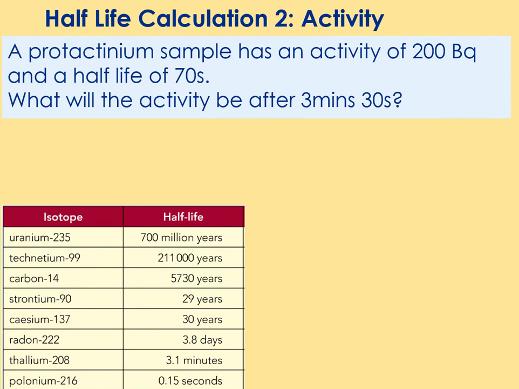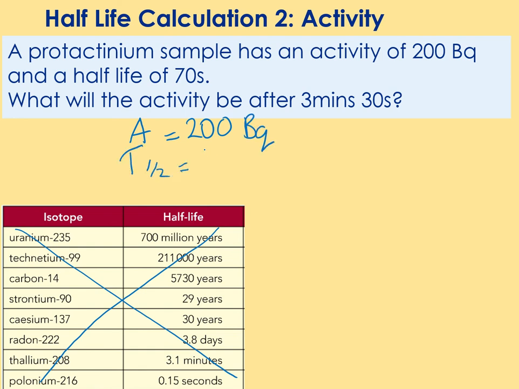Example 2. Protactinium has an activity of 200 becquerels and a half-life of 70 seconds. Oh, that is one that is not on here. What will the activity be after 3 minutes and 30? Okay, so the activity that we're starting off with is 200 becquerels, and we've said the half-life is 70 seconds, and we're interested in this time, which is 3 minutes 30.